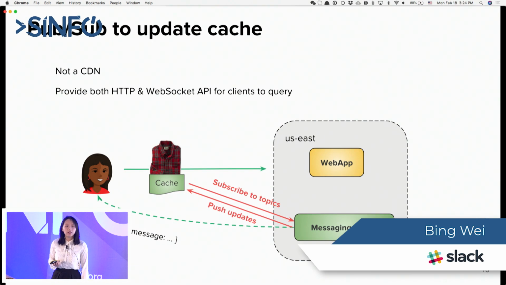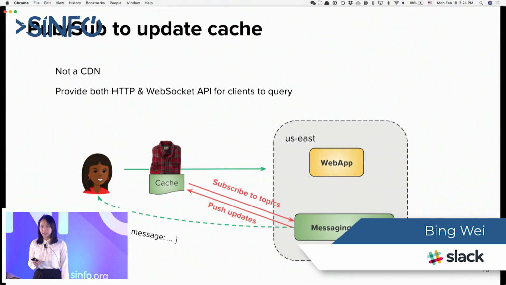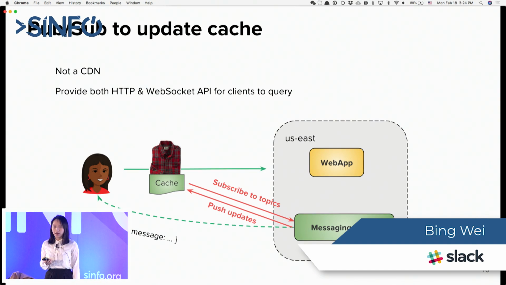To be clear, Flannel is not a DB. It uses in-process memory, and it provides a thin business logic on top to allow clients to query objects. It provides both HTTP and WebSocket API.